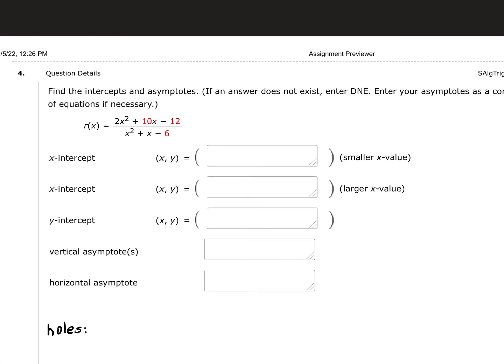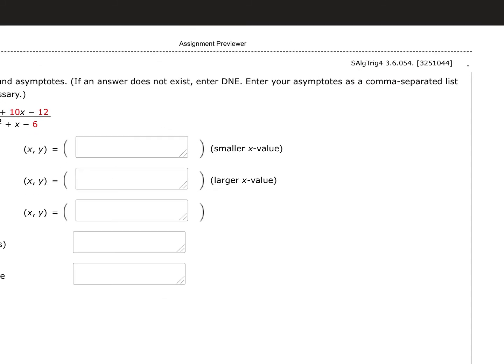For number 4, you are given the function r of x is equal to 2x squared plus 10x minus 12 over x squared plus x minus 6. So we're going to find your x-intercepts first. For the x-intercepts, you're going to take the numerator, which is the 2x squared plus 10x minus 12, set it equal to 0, and solve. You have a greatest common factor of 2, so factor out the 2 first. That's going to give you 2 times x squared plus 5x minus 6 is equal to 0.